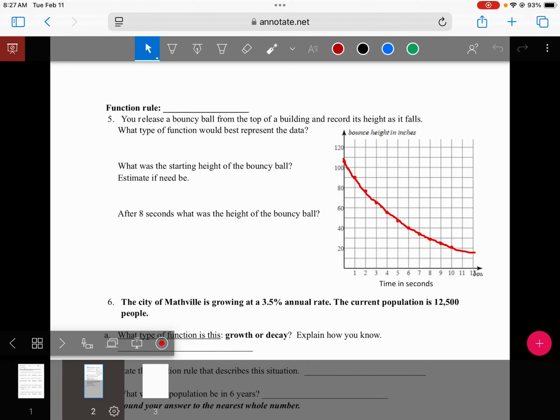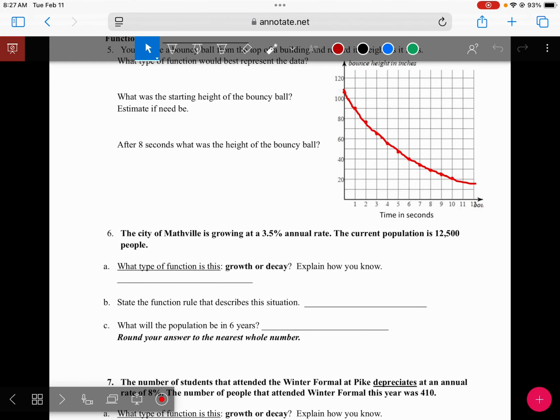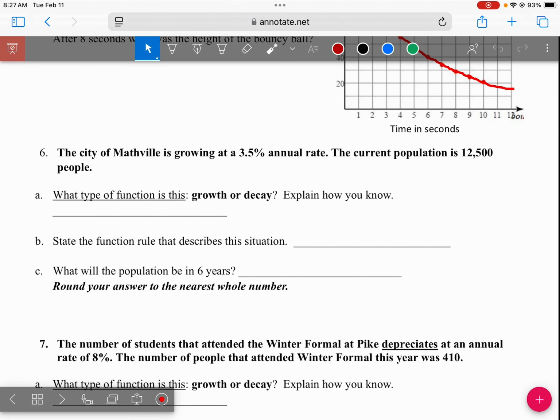So number 5, we just finished doing that one. You could do that one on your own. Let's look at number 6.